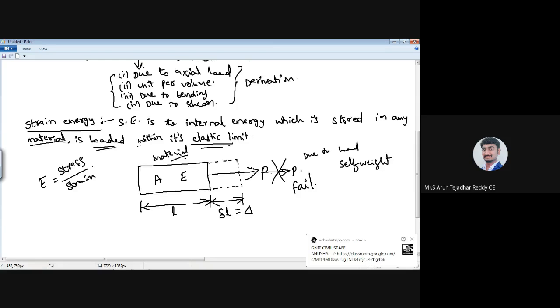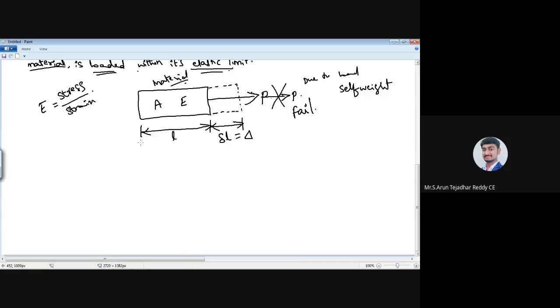And what are the units of strain energy? You can consider Newton meter or Newton mm, or else take kilonewton meter or kilonewton mm. So the units of strain energy is the Newton meter or Newton millimeter, kilonewton meter or kilonewton mm.